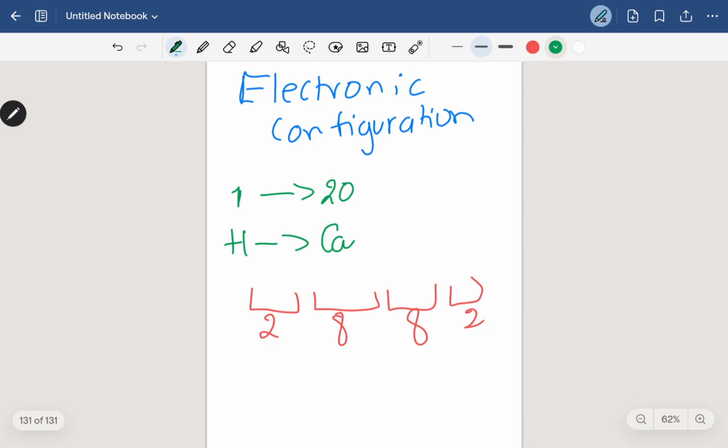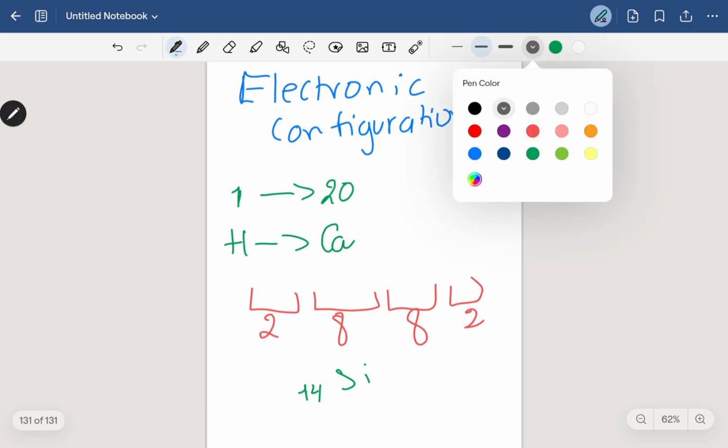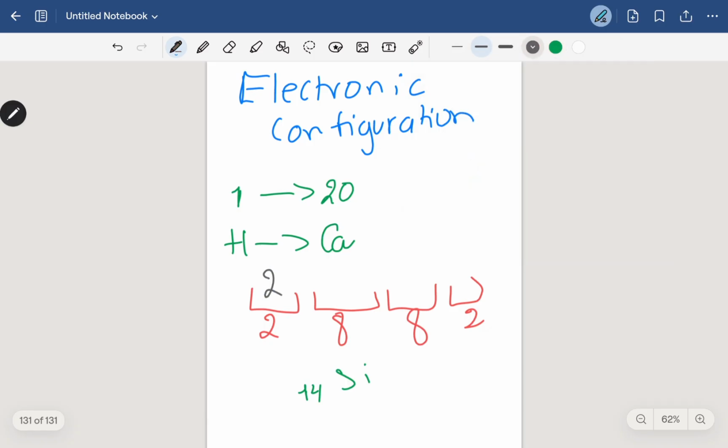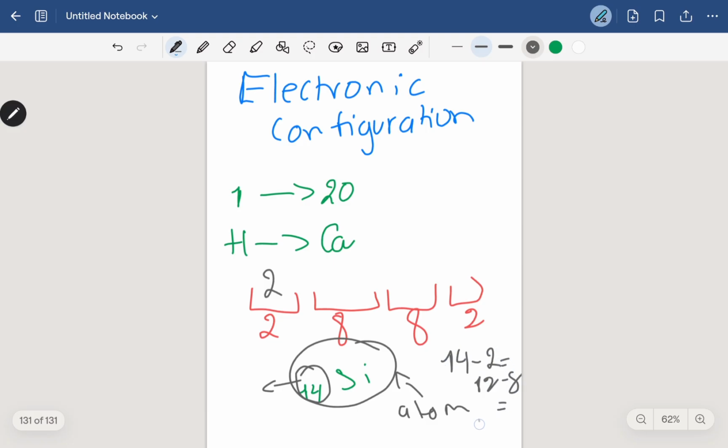So for example, Si, which has an atomic number of 14, we are going to take 2 electrons from the atomic number, because we're talking about the Si atom, and the atom is neutral, so it has the same number of electrons and protons. So the atomic number, which is the number of protons, is going to be the number of electrons because it is an atom. First of all, we got rid of 2 electrons, so that's 14 minus 2, which is 12. Now we get rid of 8, we will be left with 4.